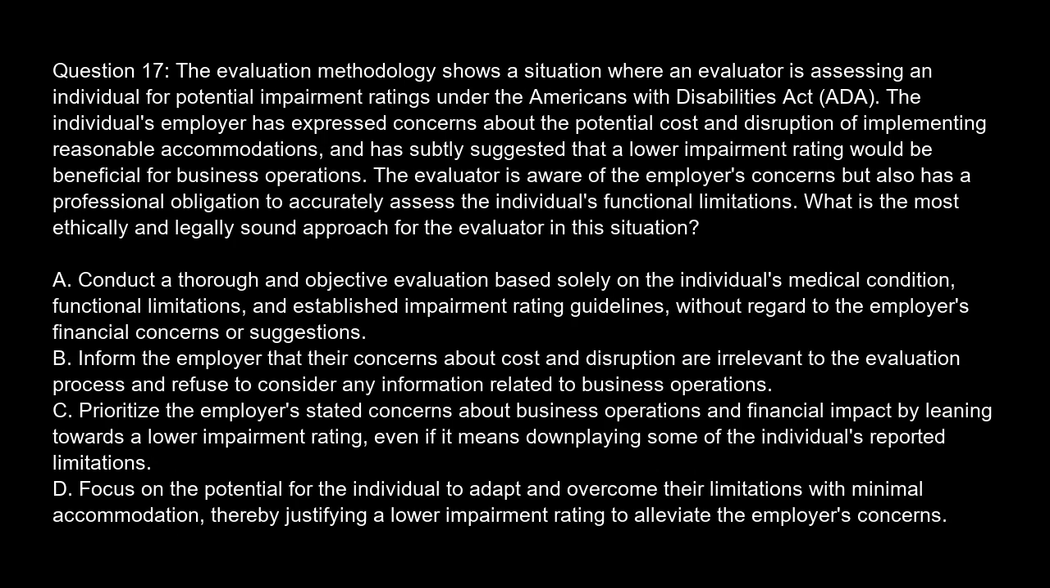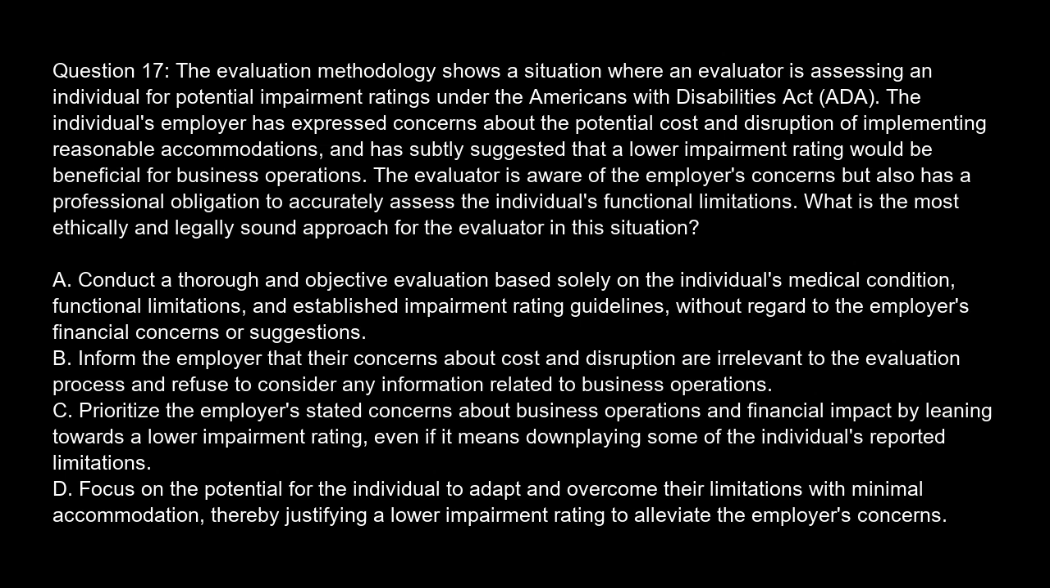Question 17. The evaluation methodology shows a situation where an evaluator is assessing an individual for potential impairment ratings under the Americans with Disabilities Act (ADA). The individual's employer has expressed concerns about the potential cost and disruption of implementing reasonable accommodations, and has subtly suggested that a lower impairment rating would be beneficial for business operations.